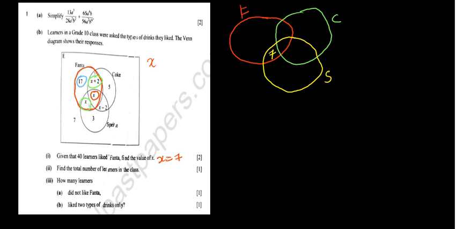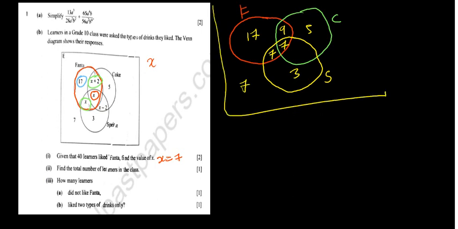And all of them is also x, which is 7. Then for Fanta and Coke, it's x plus 2, which is 7 plus 2, which will give us a 9. Then here you have your 17. Here you have your 5, and here you have your 3. Then outside you have a 7, those that did not like anything. Then for Coke and Sprite, it's x minus 2, which is 7 minus 2, which is a 5.